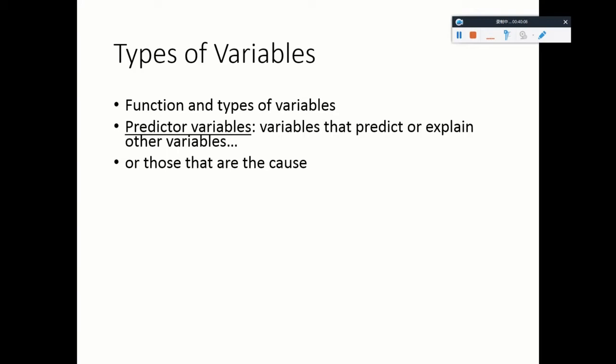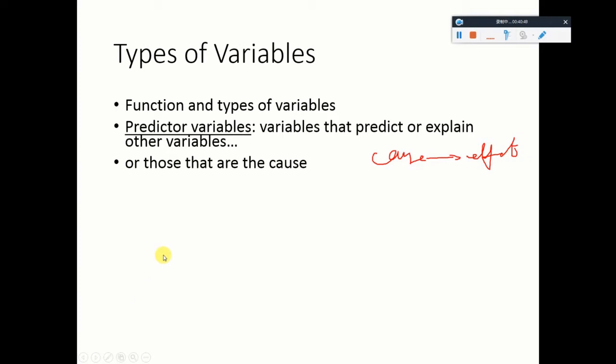Later on, we'll also talk about causality, right? Causal relationship. So in a causal relationship, we have cause and effect, right? We have a cause that results in some kind of effect. So we'll say that this will also be a predictor variable, because that's the variable that predicts the effect, or that explains the effect, right? In terms of how the effect occurs, right?